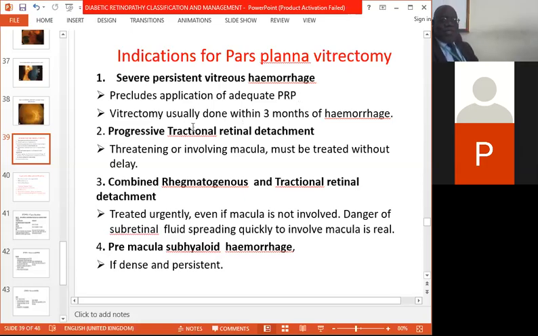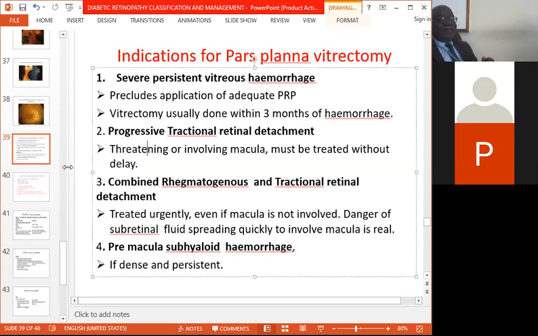So vitrectomy is usually done within 3 months of hemorrhage. Progressive tractional retinal detachment, threatening or involving the macula, must be treated without delay. When there is fibrous tissue pulling and threatening the macula, this should be done straight away. You go through the pars plana, and what are you going to remove? You remove the fibrous tissue. You peel out the fibrous tissue.